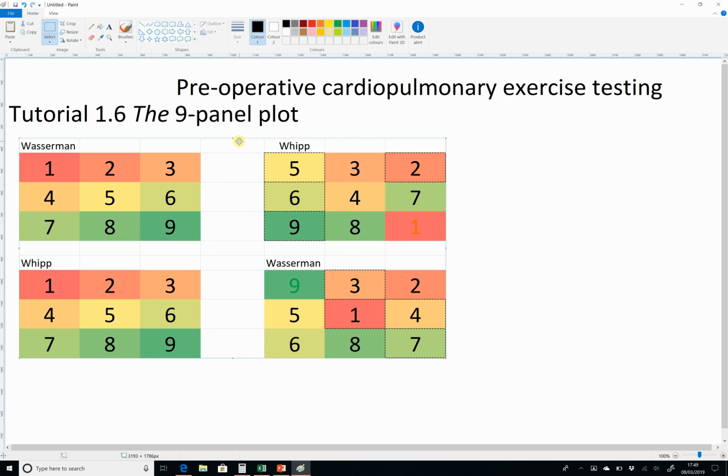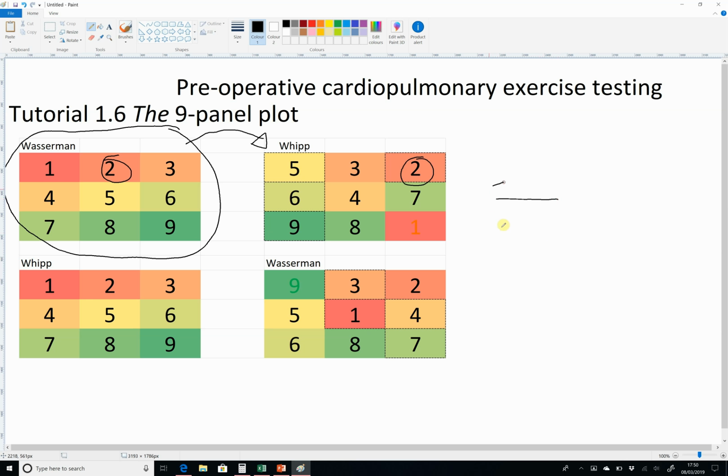Looking at the Wasserman plot first of all, over here, I've just numbered the panels 1, 2, 3, 4, 5, 6, 7, 8, 9. If we were then to transpose those panels into the Witt plot, you'll see that they occupy different places. So panel 1 isn't present in the Witt plot. Panel 2 is in the right hand corner of the Witt plot, and so on and so forth. So that's on the first row here.